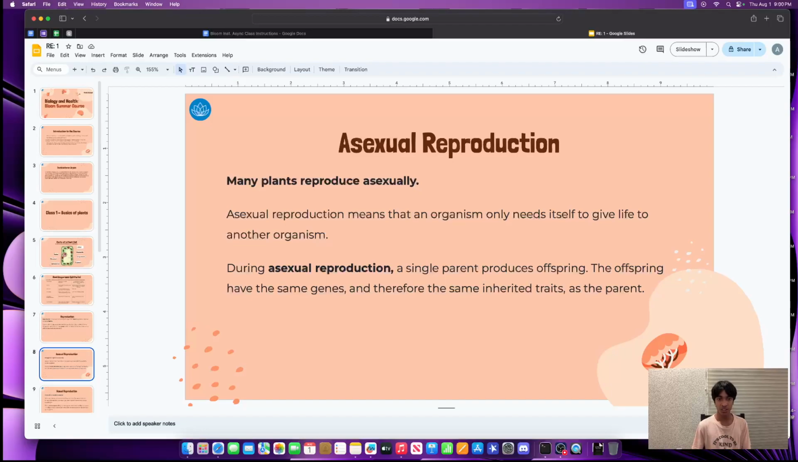Asexual reproduction means that an organism only needs itself to give life to another organism. So many plants reproduce asexually. During this type of reproduction, a single parent produces offspring. The offspring has the same genes and therefore the same inherited traits as the parent.